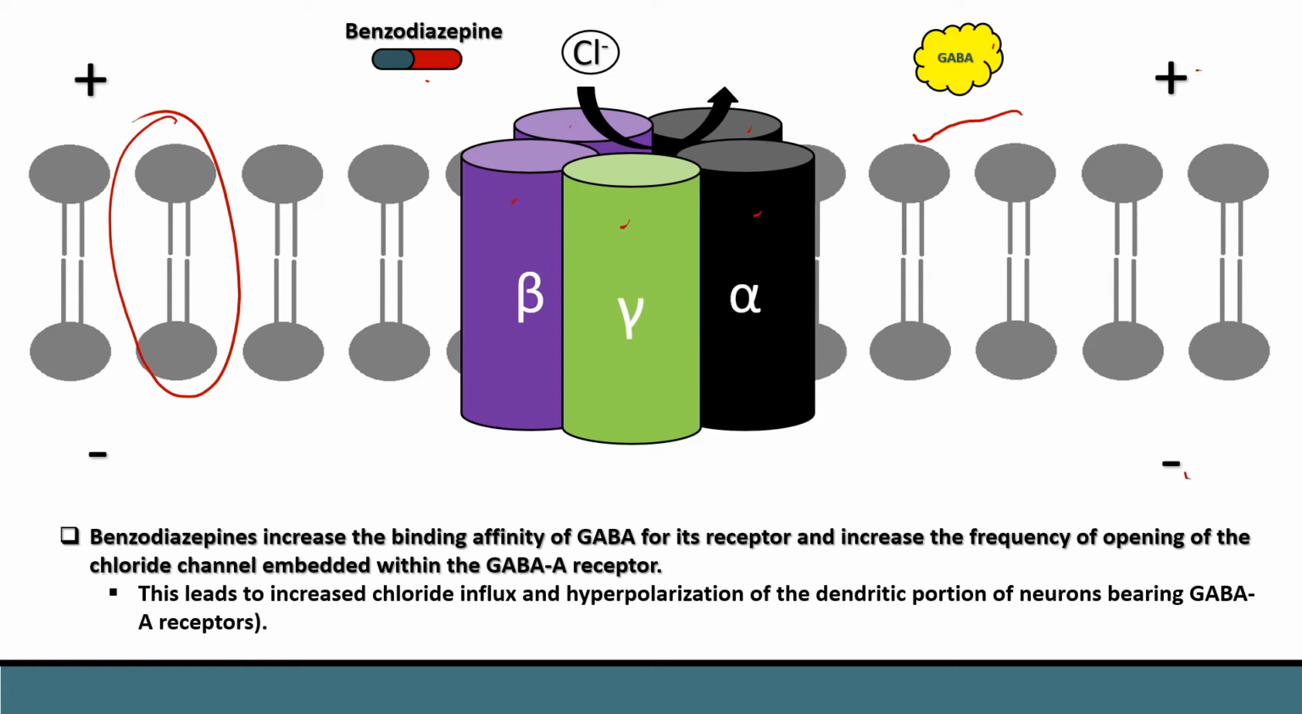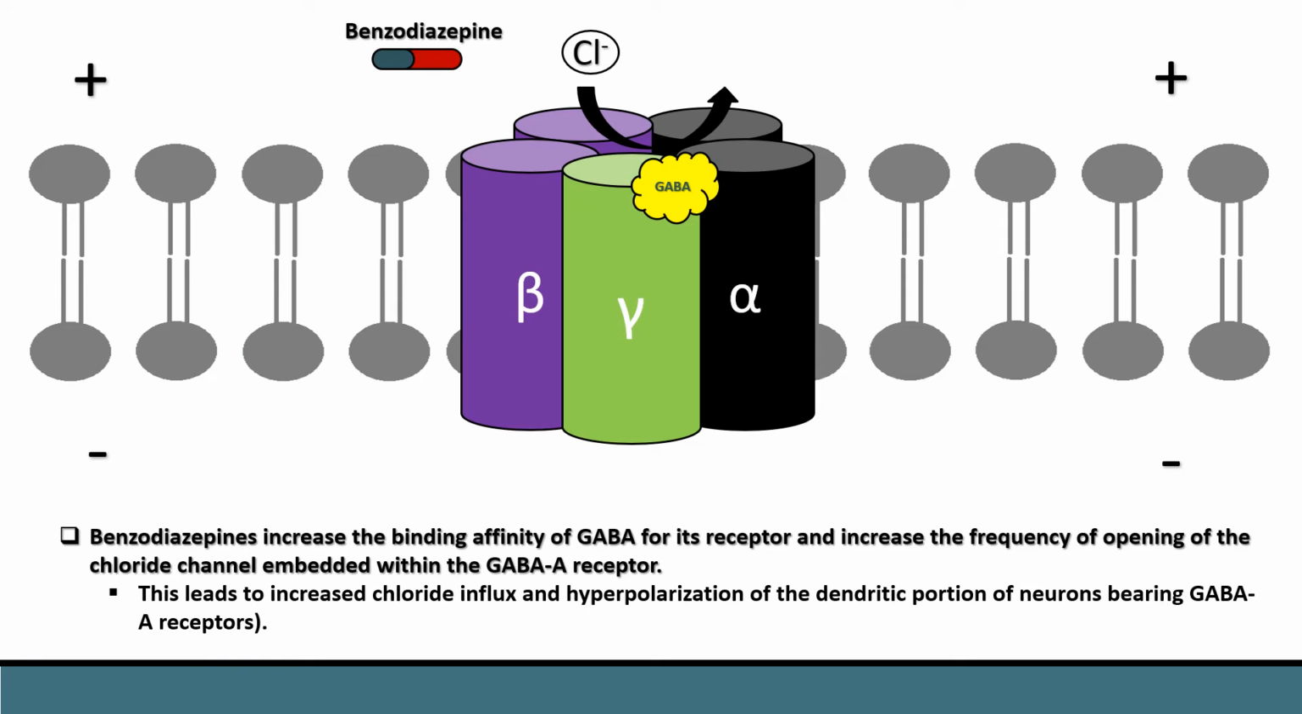What this does is lead to increased chloride influx, and we know that when you have more chloride inside of the neuron, it becomes hyperpolarized, and when it becomes hyperpolarized, it's further away from reaching the threshold to fire an action potential, and so overall it dampens down neuronal activity.